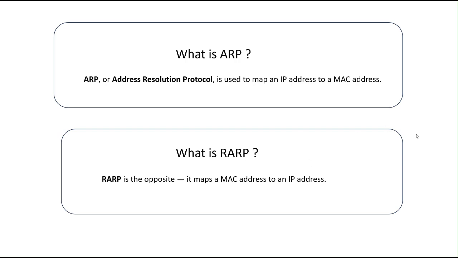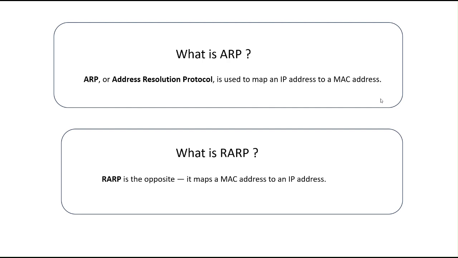In this video, we will see how to simulate ARP protocols using Cisco Packet Tracer. So before that, let us see what is ARP. ARP or Address Resolution Protocol is used to map an IP address to a MAC address.